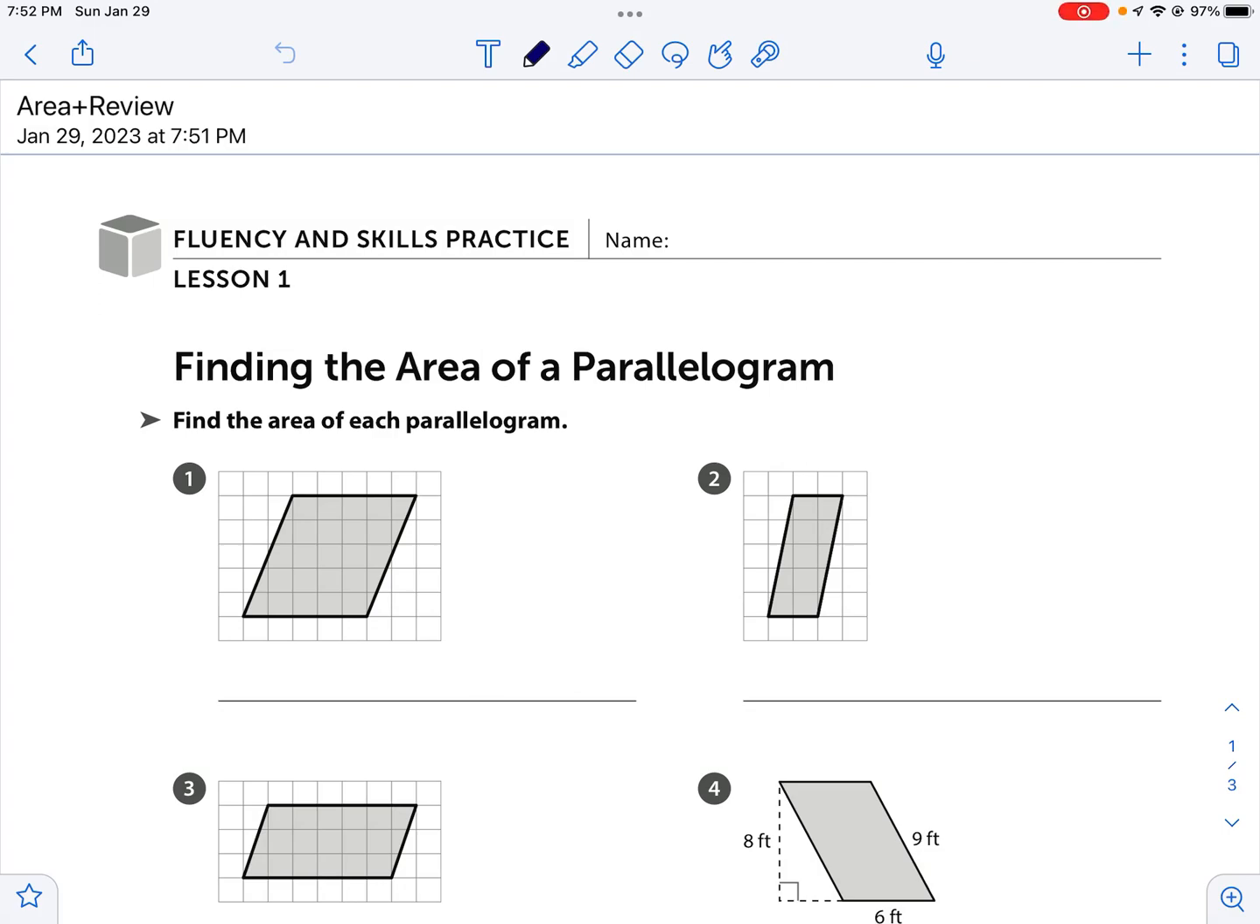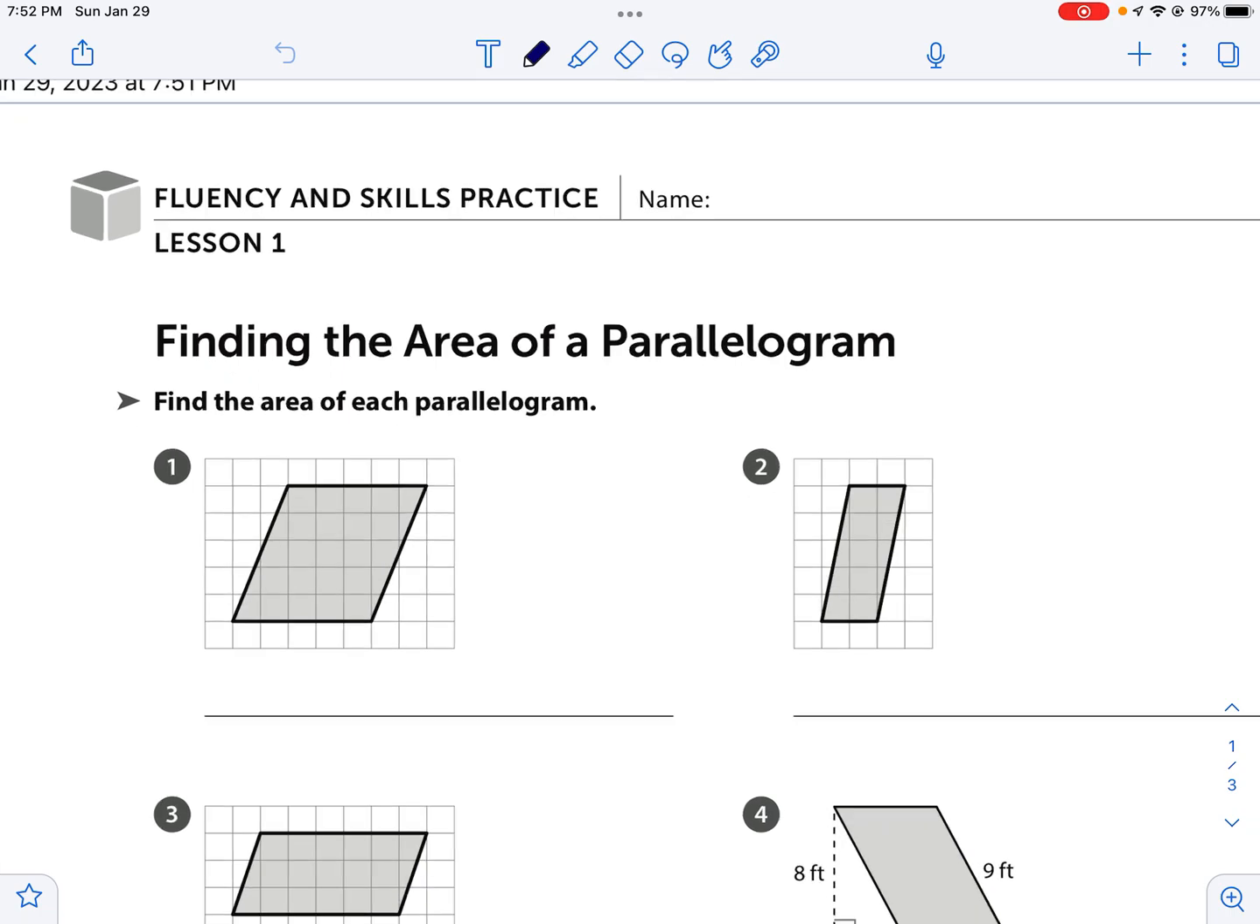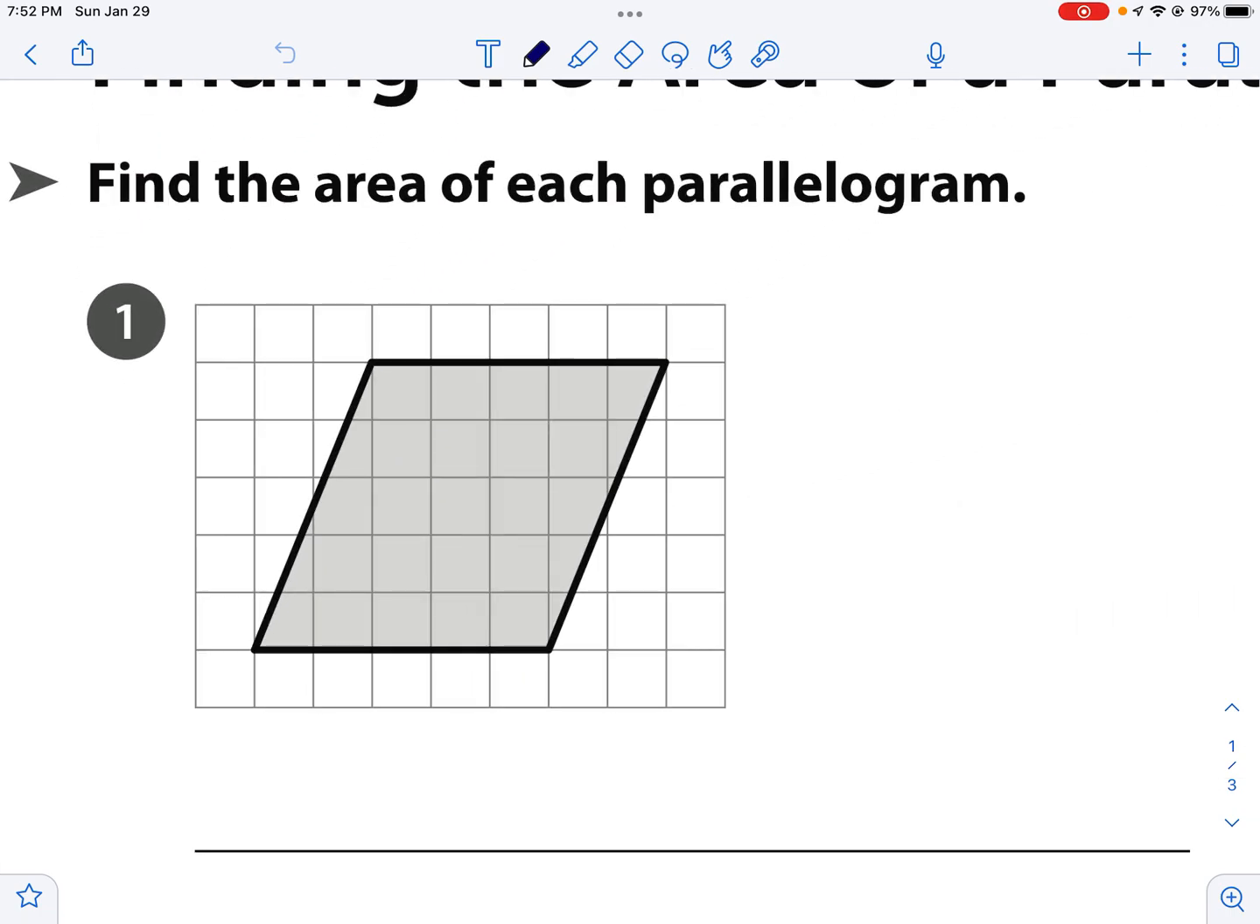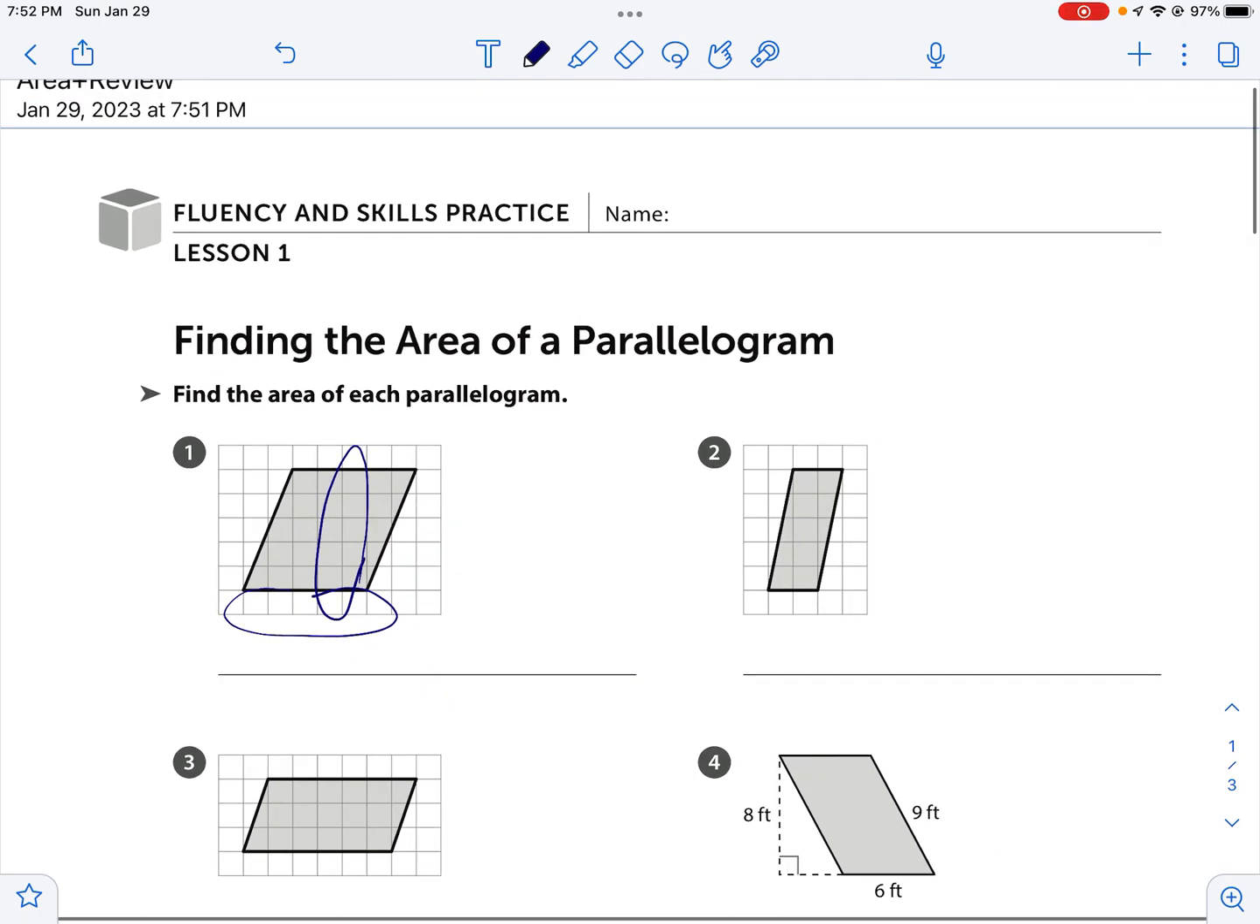These are directions on how to do your area review center. On the copy that you have, it should have numbers here for the base and for the height, so make sure you use those to multiply. My copy doesn't have that. Remember that this is finding the area of a parallelogram.